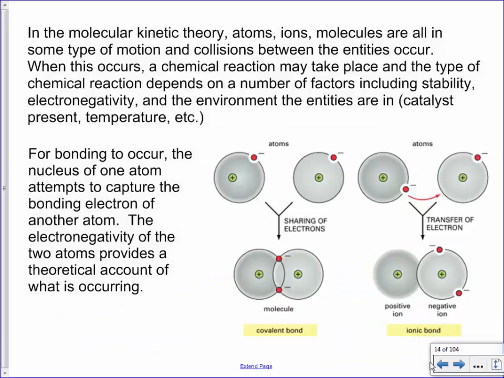Here are some pictures just talking about what we've already known. I hope you already know this stuff. The idea that you could have the transfer of electrons, that's an ionic bond. The one thing I haven't mentioned yet today, but you guys should know this already, there is also the covalent bond. Covalent bonds share their electrons.